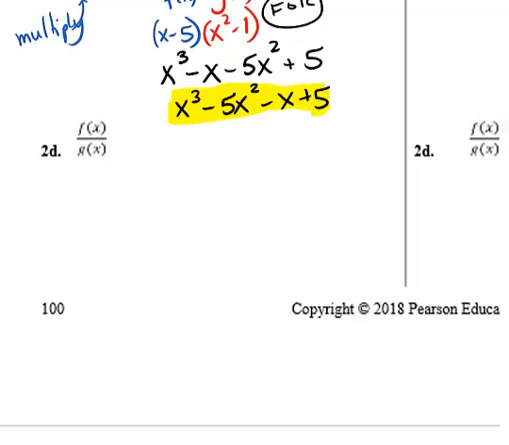Okay, and the last part of this one, this is kind of more obvious of what to do. f of x over g of x. So I'm just taking f of x, which was x minus 5, making a fraction out of it, and putting g of x in the denominator.